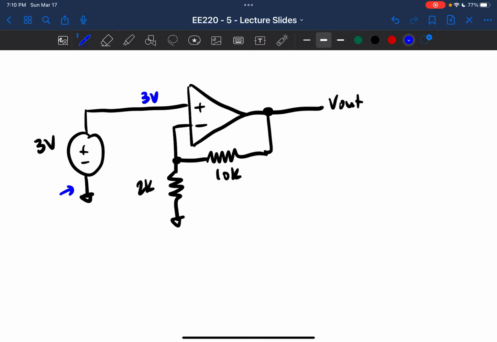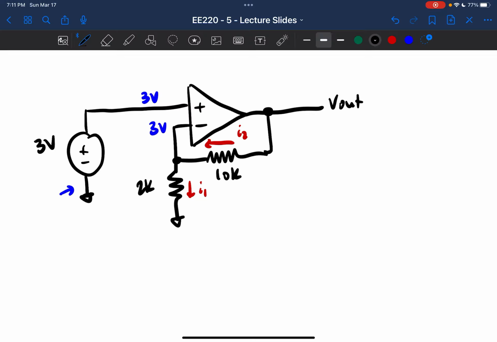I know that I'm going to have 3 volts at my plus terminal. Since I have 3 volts at my plus terminal, I know that I have to have 3 volts at my minus terminal. And I also know that I'm going to have no current flowing into my minus terminal. This current here is 0, and so all the current that flows through this 10K is also going to flow through this 2K. None of it is going to go this way. So let's call this one I1, and we'll call this one I2.